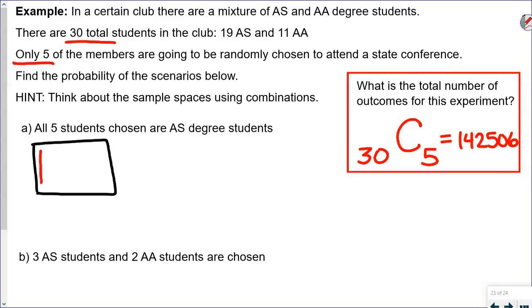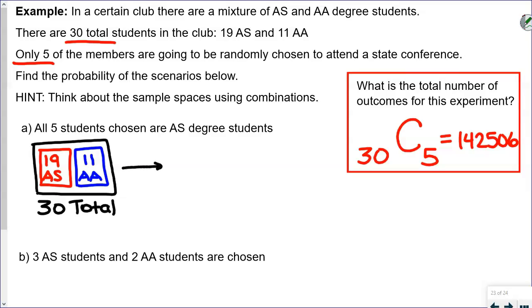So we've got these 2 groups, right? So we've got our 19 AS students, and then we have the 11 AA students, and we have 30 total. And from those 30 total, we're going to choose 5. So that is what we're working with.